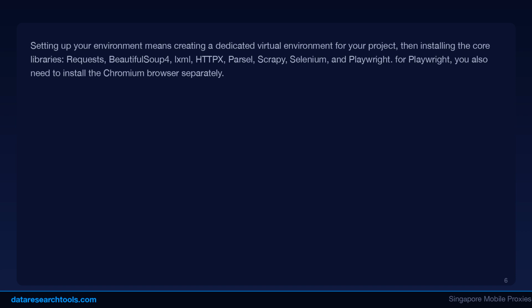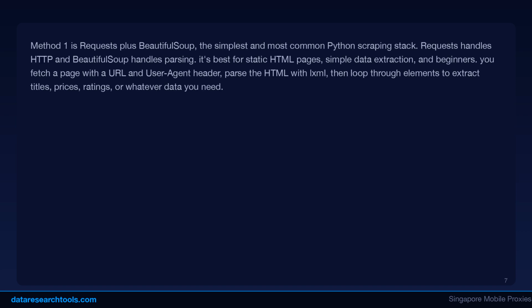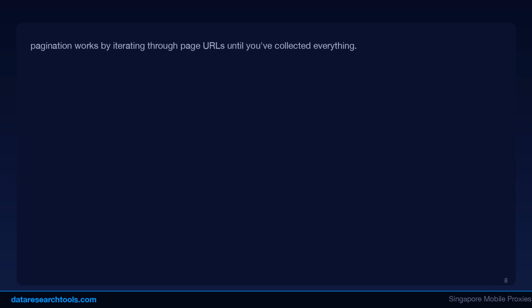Method 1 is requests plus BeautifulSoup, the simplest and most common Python scraping stack. Requests handles HTTP and BeautifulSoup handles parsing. It's best for static HTML pages, simple data extraction, and beginners. You fetch a page with a URL and user agent header, parse the HTML with lxml, then loop through elements to extract titles, prices, ratings, or whatever data you need. Pagination works by iterating through page URLs until you've collected everything.